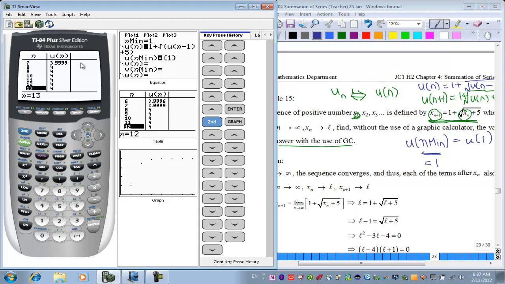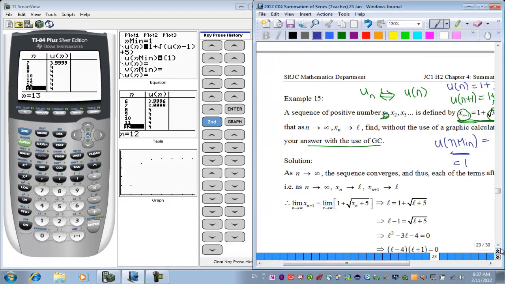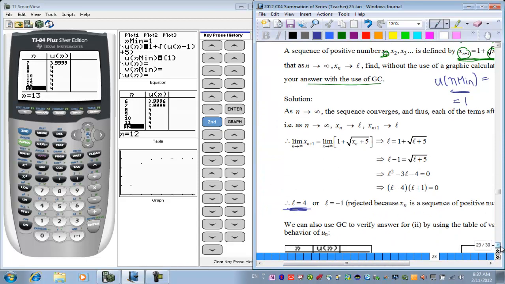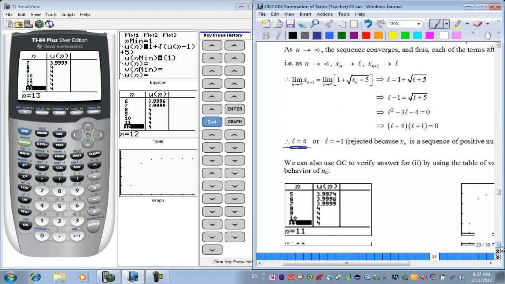Now I have a very important question for all of you. We see here that this value is all 4, right? Does this mean that the value is exactly 4? Think about this and we will discuss it in the tutorial. Okay, so basically what we have done is we have verified that as my n gets larger, the value of each term in the sequence indeed goes to 4, and hence the limit is 4. And this is how we do a verification using our GC.